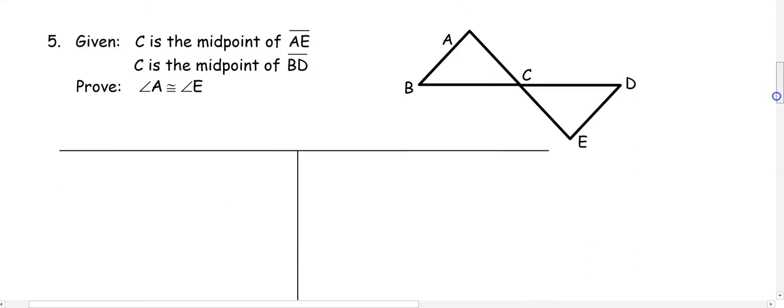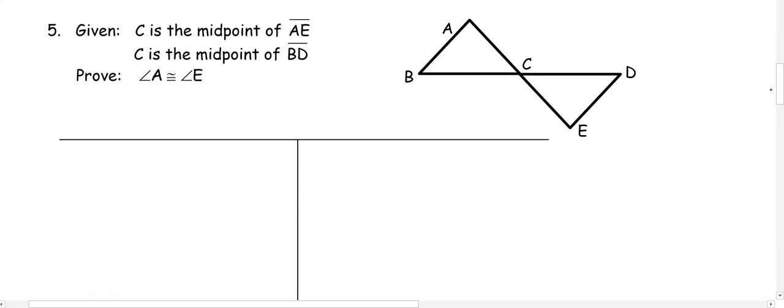So now we're going to use CPCTC in our proofs. So the difference from the proofs we've been doing, now using CPCTC, is that the proof statement does not say prove triangles are congruent. It'll either tell you an angle or a side is congruent. So we have to go one step further than we've been going in our proofs. We still have to prove the triangles are congruent first though. So we're going to do all that work first.